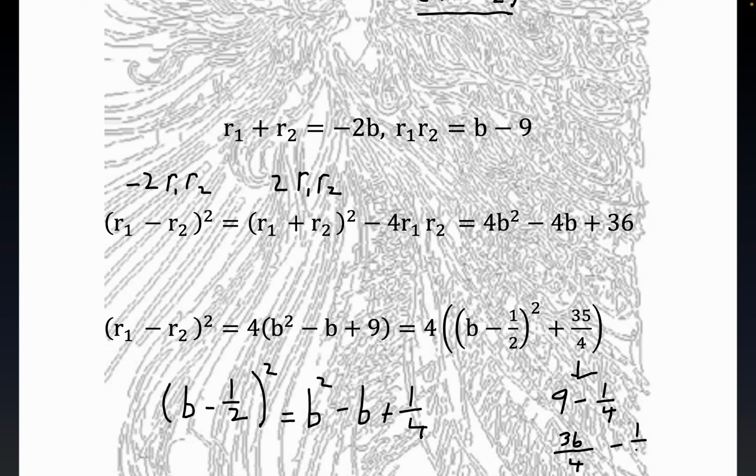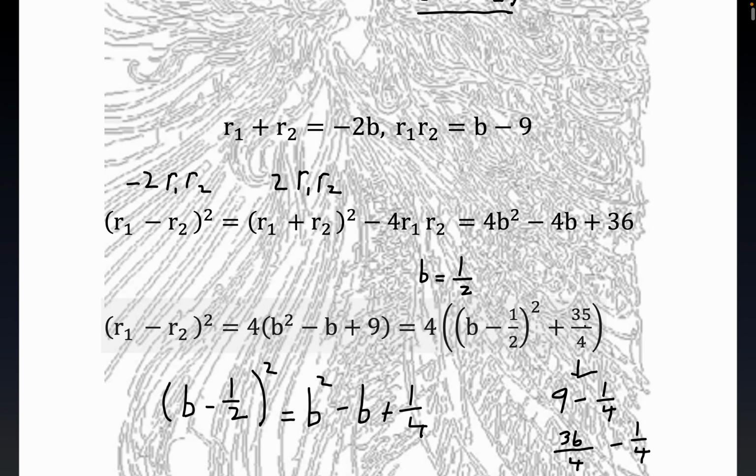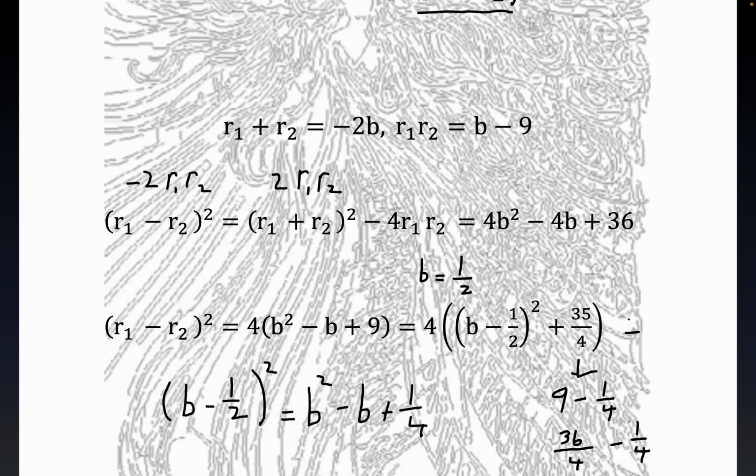So what we can conclude right here, folks, is the minimum happens when b is equal to 1/2, right? 1/2 makes the expression as small as it can be, but then the value of the expression would be 4 times 35/4, which is equal to 35, which is the answer, which is the solution.